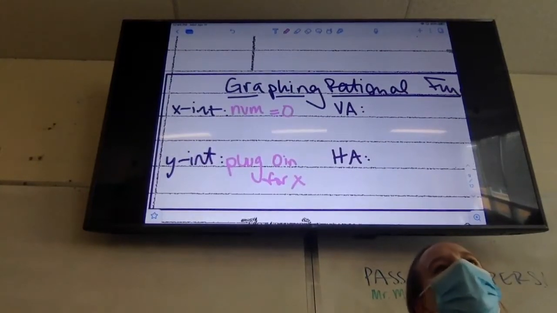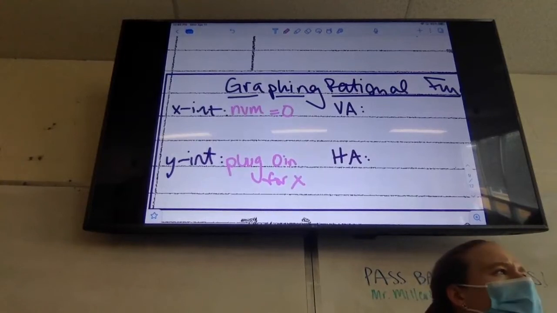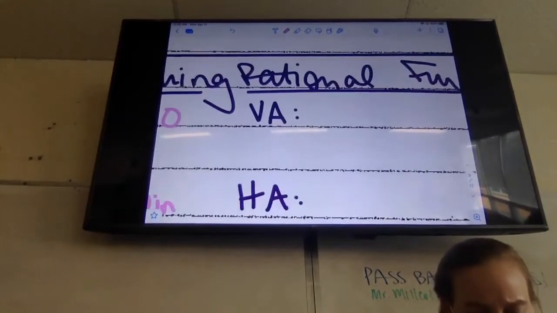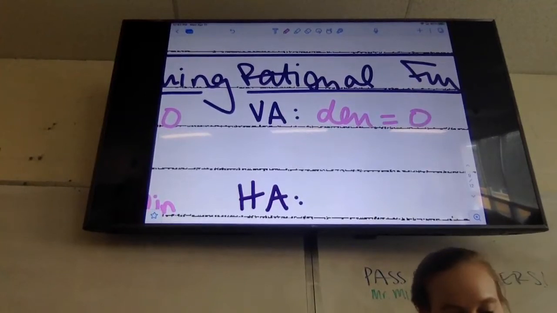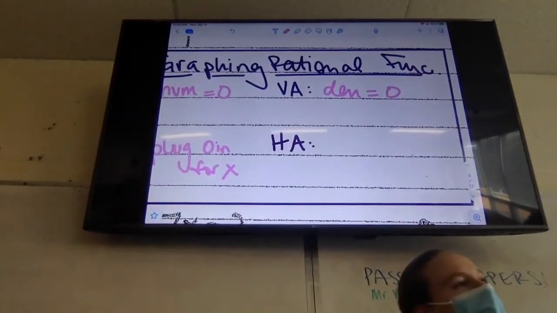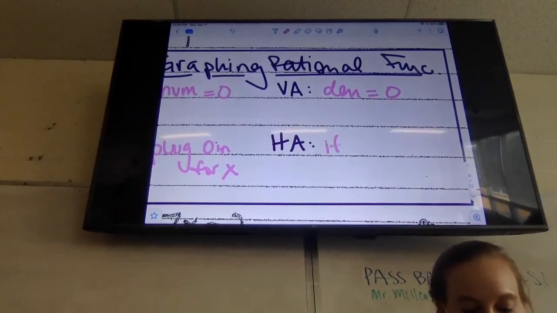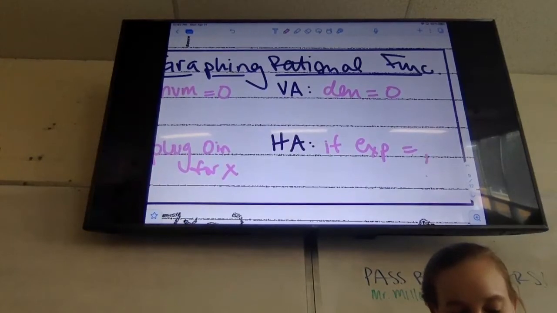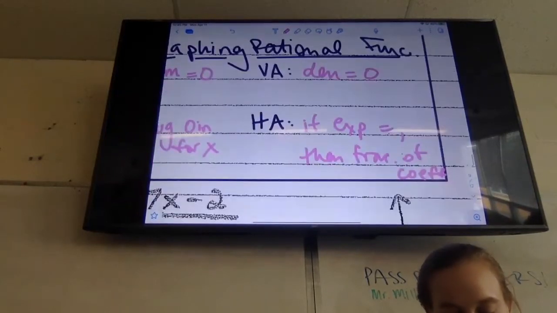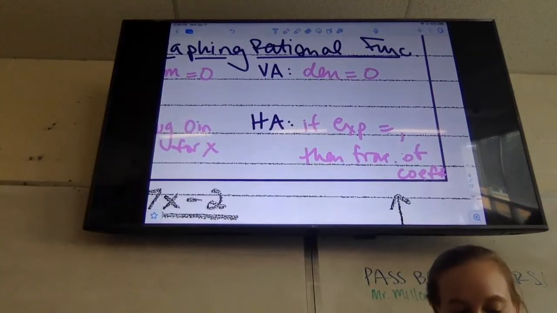Vertical asymptote. Do you remember how we find vertical asymptote? What did you say, Jake? Denominator. Good. Denominator equals 0. And then horizontal asymptotes, there were 3 rules, but the only one that's applicable on this page right now is if my exponents on top and bottom are equal to each other, then we make a fraction of their coefficients.